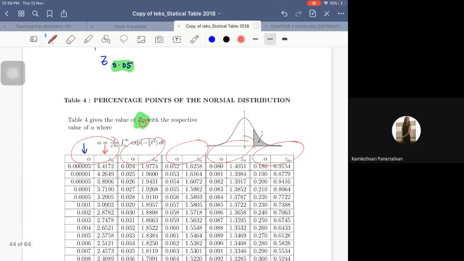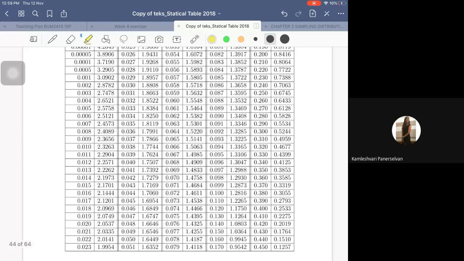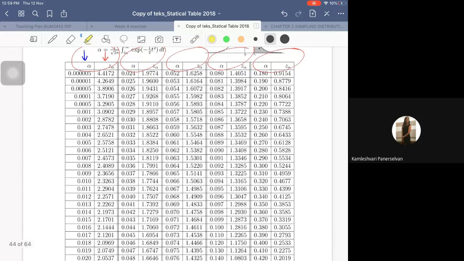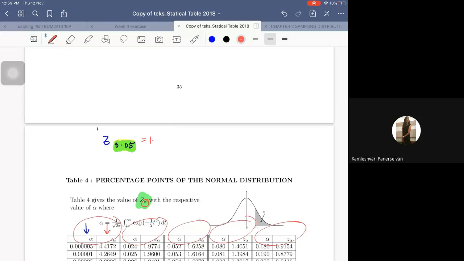Now, for example, if I want to find Z 0.05, first I'm going to identify that alpha is equal to 0.05, and I'm going to go down the first column and find 0.05. It's not here, it stopped at 0.023, so I go to the next column, and I find that here is my 0.05. The value that I want is not that value, but the value right next to it, which is this one. Therefore, if the question asks you what is Z 0.05, that is going to equal 1.6449.